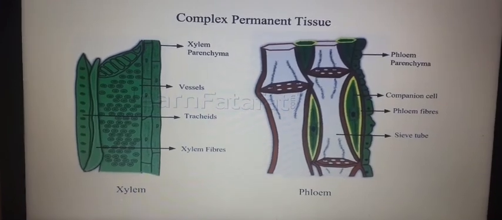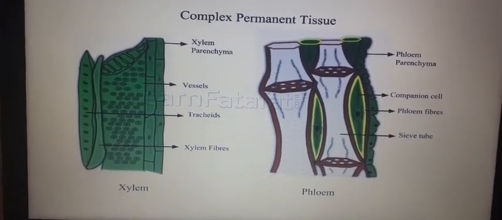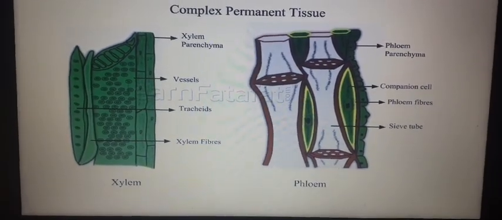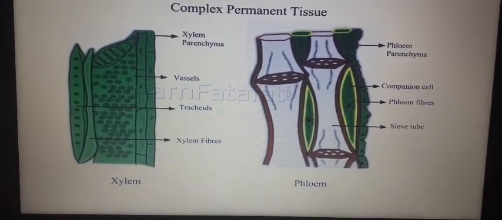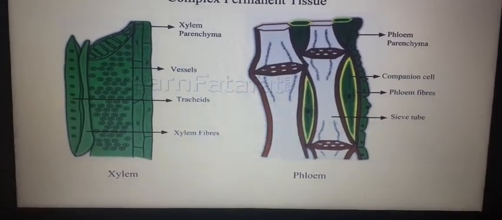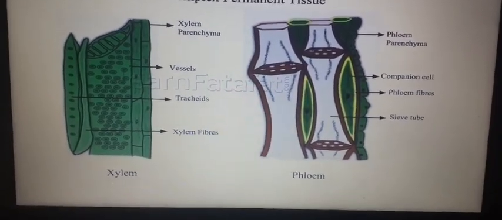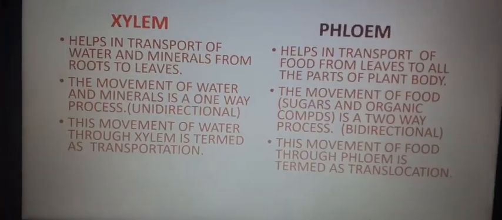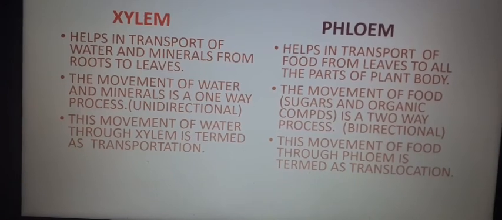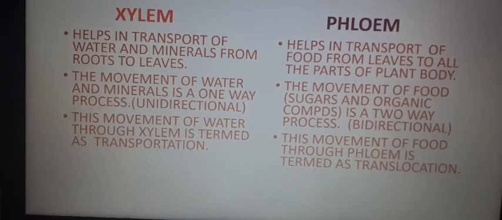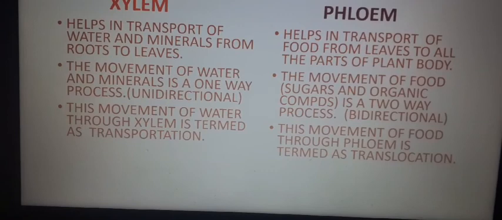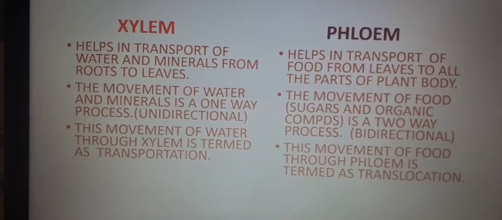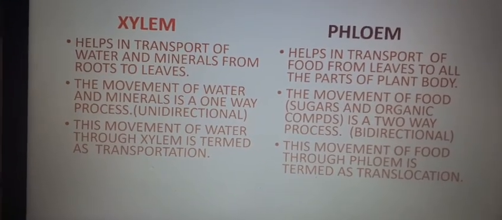So these are the structures of xylem and phloem. In xylem, tracheids and vessels help in the transportation. In case of phloem, sieve tubes and companion cells are responsible. Sieve tubes are responsible for transportation, whereas the rest are meant for support and protection. So major differences. In xylem, movement of water, hence it is called transportation. Here, movement of food, hence it is called translocation. Unidirectional, from roots to leaves. Bidirectional, from leaves to any part of the plant body.